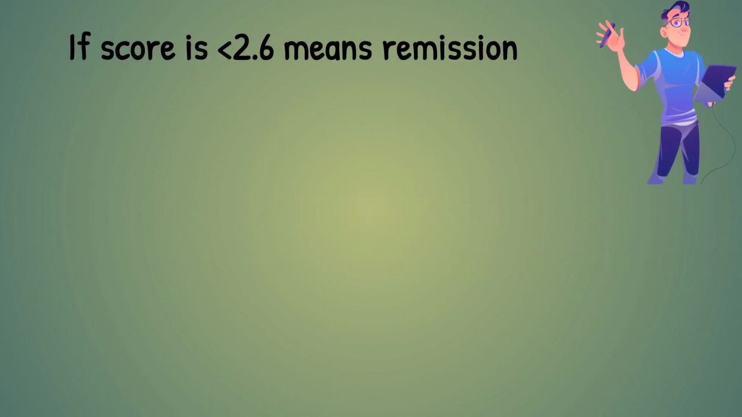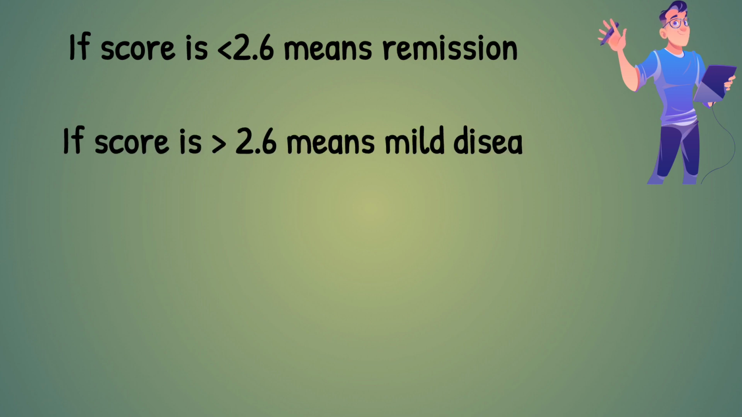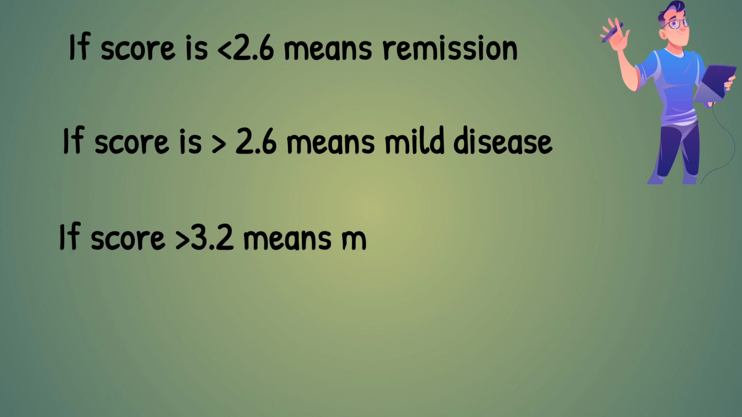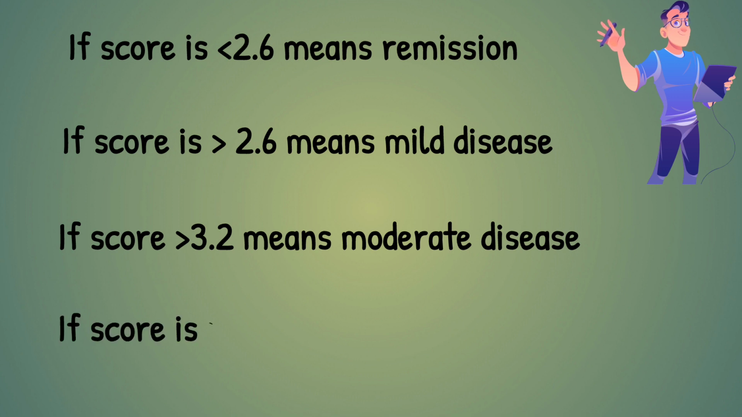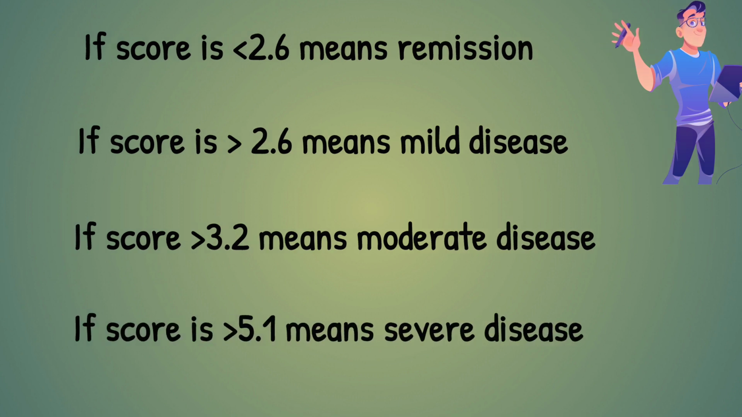If the score is less than 2.6, it means the disease is in remission. If the score is more than 2.6, it means mild disease. If the score is more than 3.2, it means moderate disease. If the score is more than 5.1, it means severe disease.